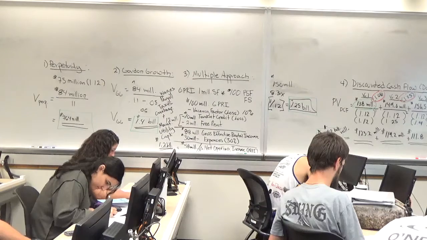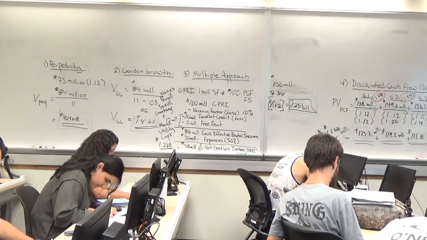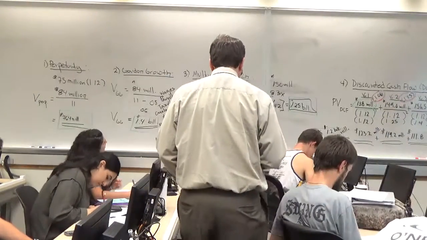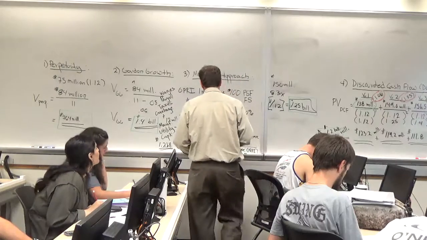Take these notes down. I'll go through it slowly so you can write the notes. So the multiple approach is pretty complex. It's a little bit different, because we're using gross potential rental income.